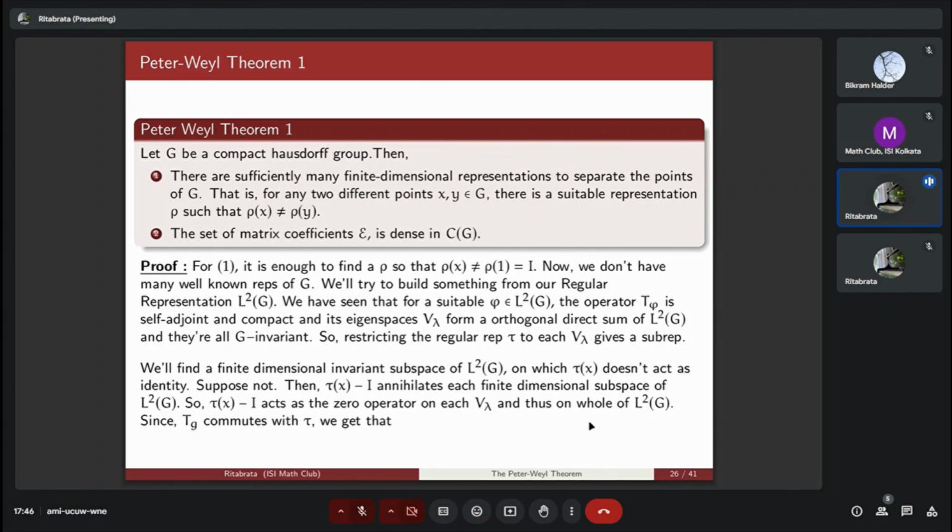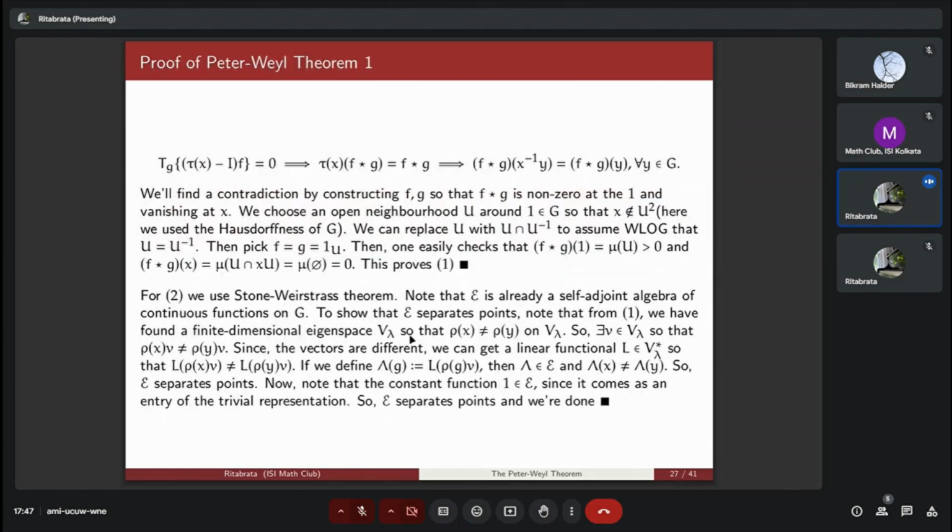Now, Tg commutes with tau, because Tg is a G-linear morphism and tau is a representation. A G-linear morphism means it respects the representation structure; basically it commutes with the representation operator. In our case, the representation operator is tau, and g is our function. So it means that Tg applied to tau x minus I of f is 0, because tau x minus I itself is the zero map.